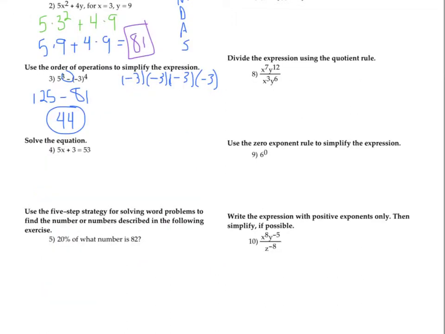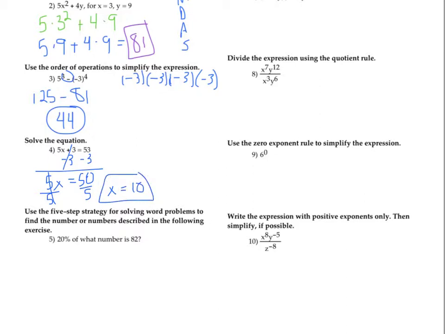Solve the equation, so let's subtract 3 from both sides. You always want to add or subtract first. The number that's closest to x, which in this case is the 5, that has to be undone last. We go from like the outside to the inside kind of a thing. So 53 minus 3 is 50. Divide by 5 on each side. You get x equals 10.